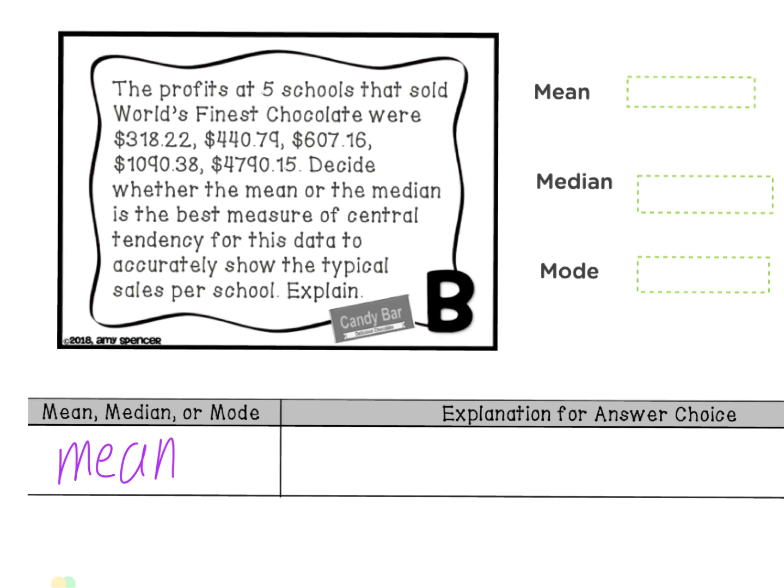Ooh, okay, hold that thought for a second. 4,000 is really far away from the rest of them, right? Yeah. What's the word for that number that's really far away from all the other numbers? An outlier. It's a lot bigger, right? What's going to happen, CJ, when you do the mean and you got that number in there that's a lot bigger than all the other numbers? It's going to make it look like he raised a lot more money for the school than he typically does. Exactly. So, explanation. The outlier, put that word outlier in.